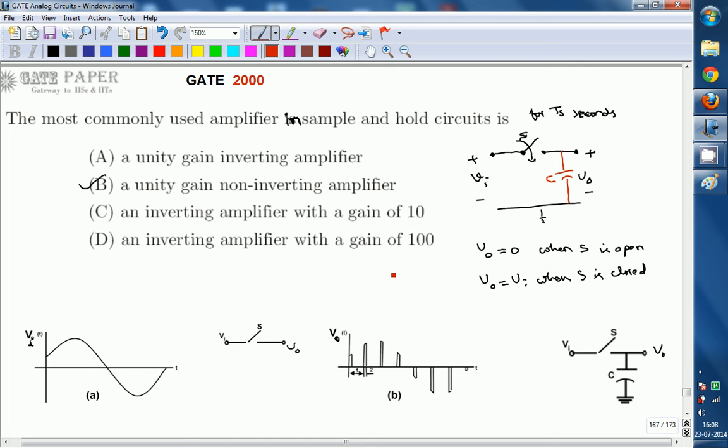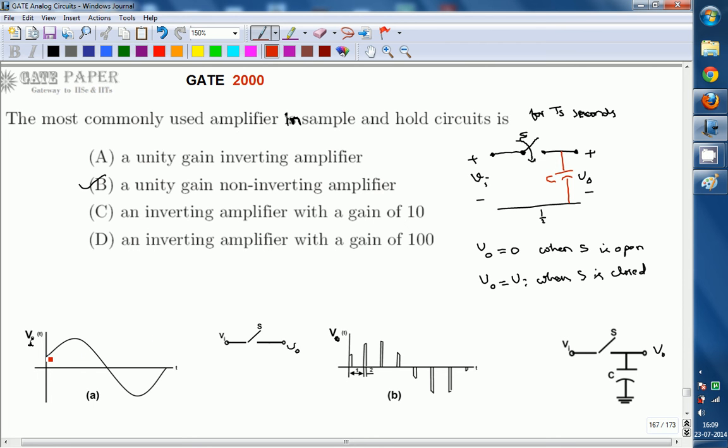So look at this one. This is a simple switch. For that one you are applying Vi, and the switch is going to be closed every Ts seconds. That is what we are indicating here with 1, 2 like this. So after 1 Ts again the switch is going to be closed, after 2 Ts again the switch is closed, after 3 Ts like this.